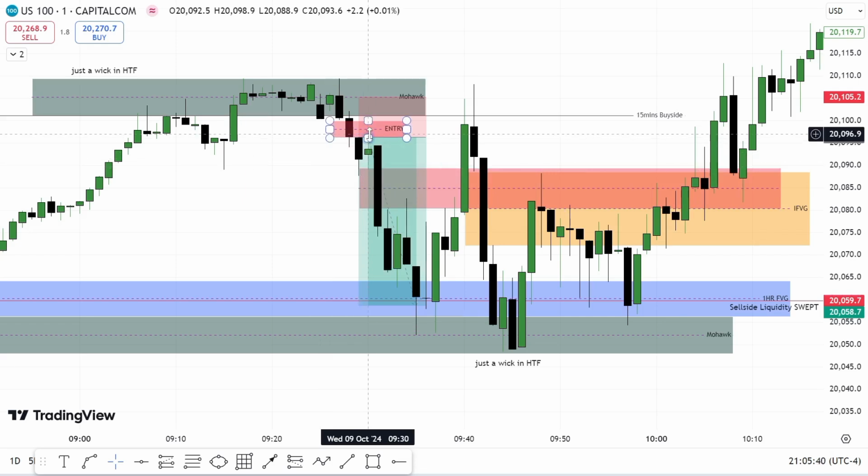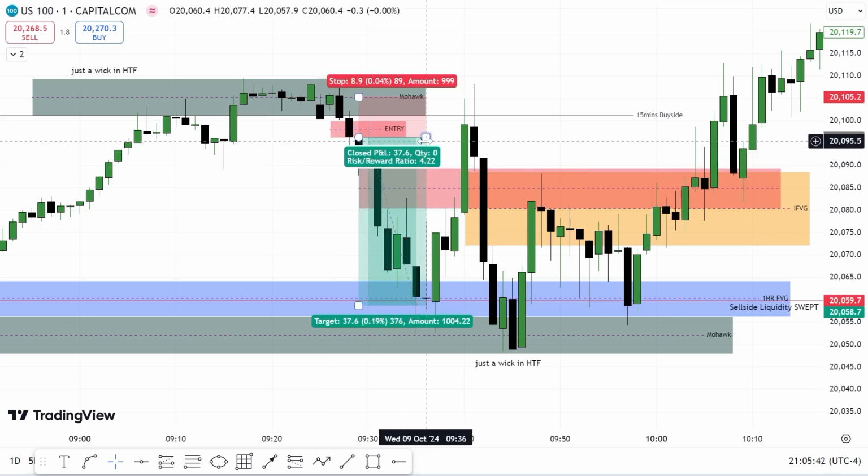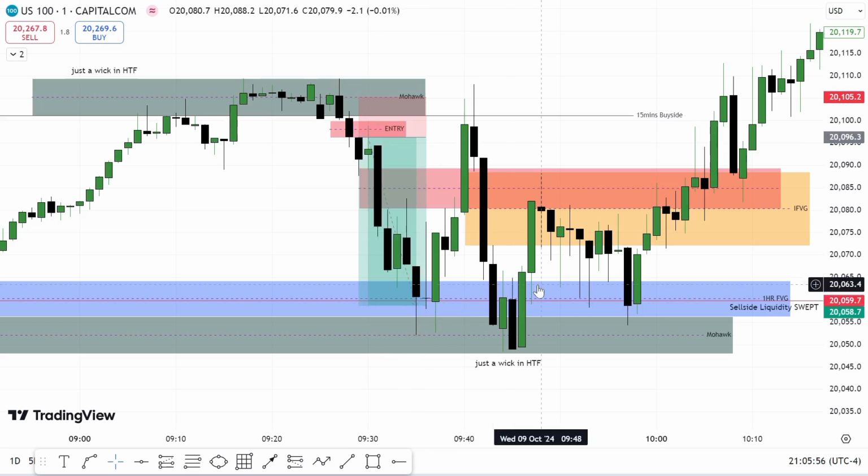My entry will just be here, and this is a 1:8. So this is the model here in play. Bearish fair value gap, drop to sell side just at these pillars. At this sell side here we can anticipate a reversal.